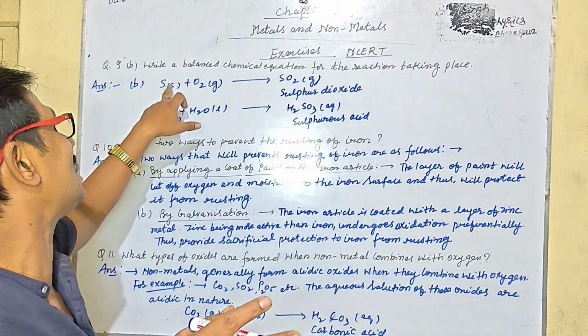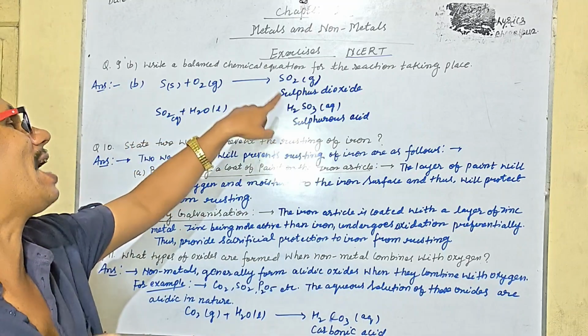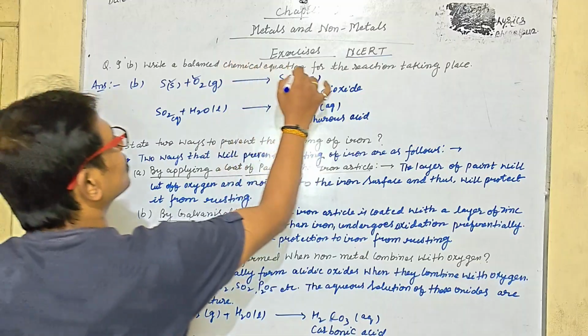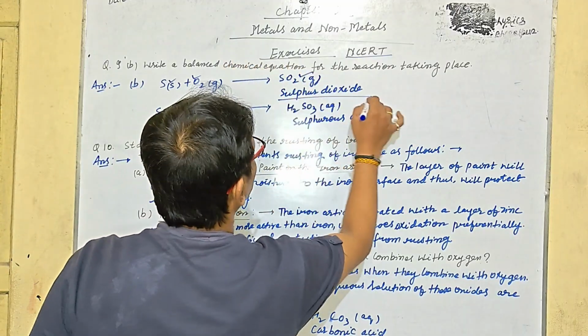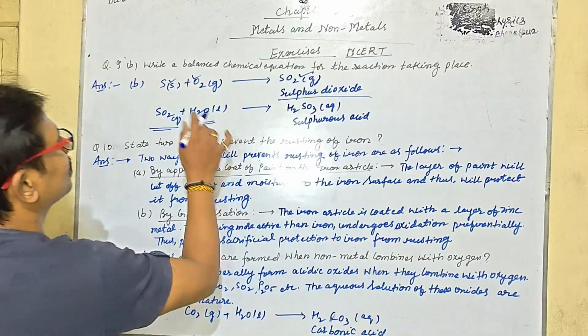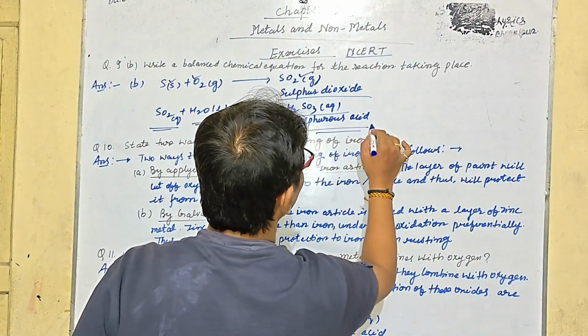The answer is S solid, sulfur, plus oxygen gas giving SO2 gas, that is sulfur dioxide. So this is the first step. After the preparation of sulfur dioxide, SO2, it reacts with water, H2O, and that gives you H2SO3, that is sulfurous acid.